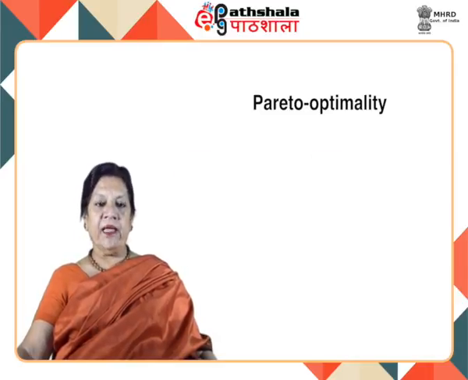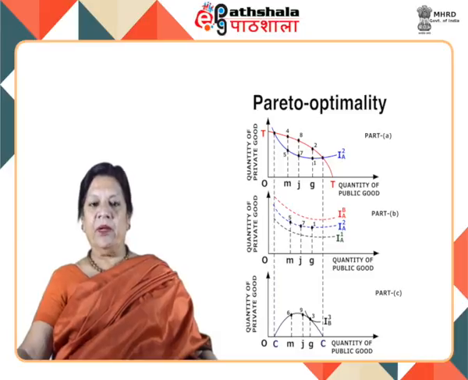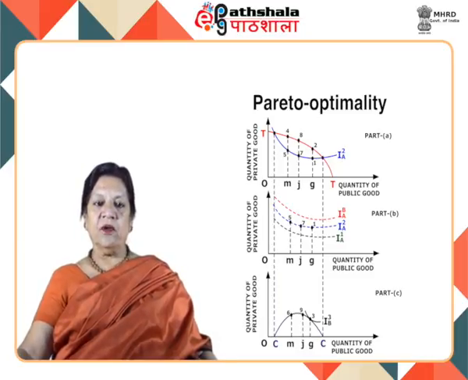Now consider the diagram. In the figure, the transformation curve TT shows the production possibilities of the economy for private and public good. The slope of the transformation curve gives the marginal rate of transformation.